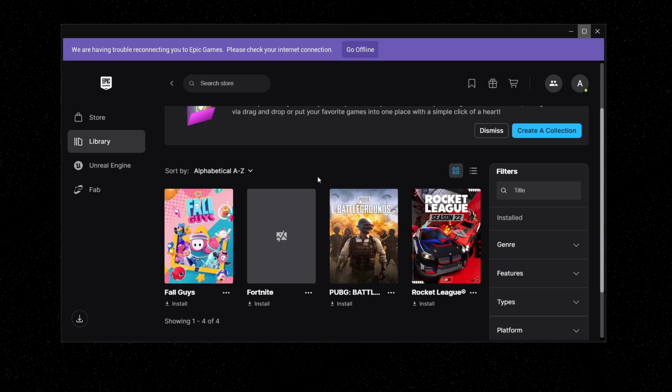The problem is occurring because your Epic Games launcher does not have enough permissions to write the files. So once you do all of this process, you'll definitely solve your problem.